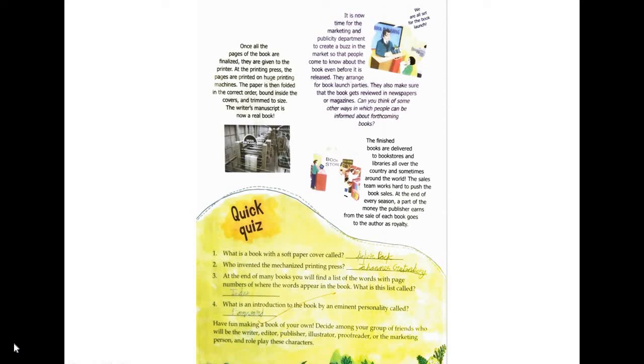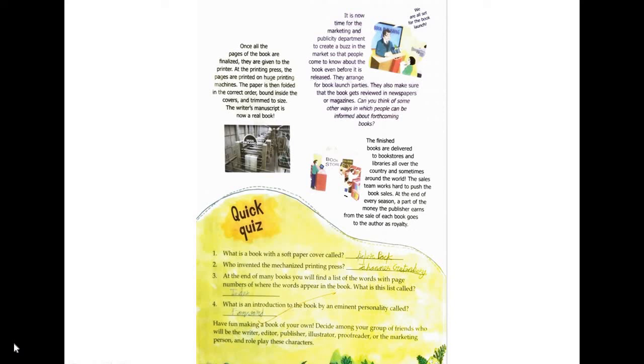They arrange book launch parties. They arrange parties also where they launch the book. They also make sure that the book gets reviewed in newspapers or magazines. They also ask the people who are reviewing the books in the magazines and newspapers to review it and give ratings, so that if it is a very good book, the readers can go and buy and read. Can you think of some other ways in which people can be informed about forthcoming books?